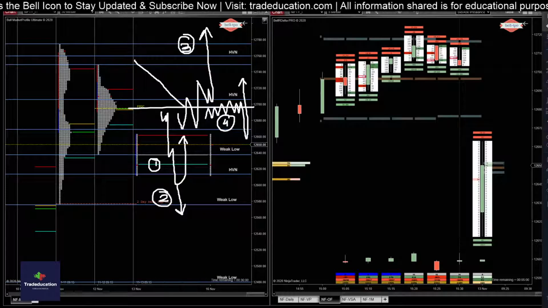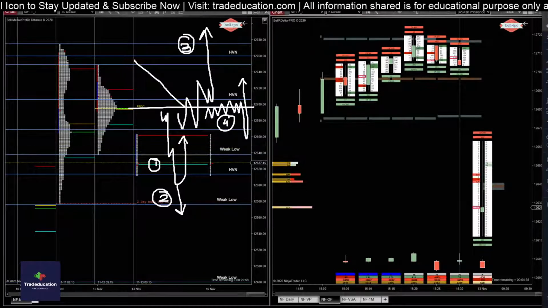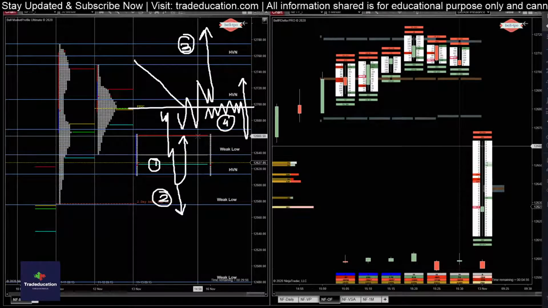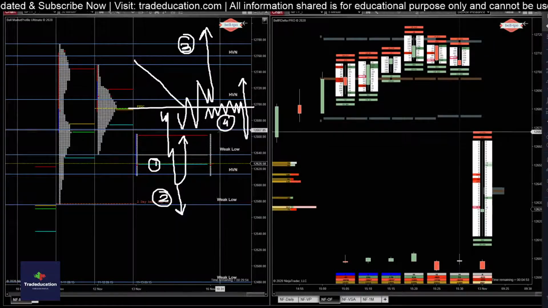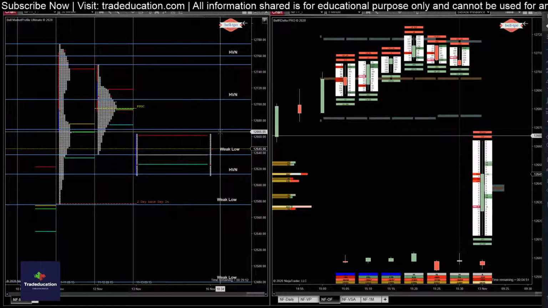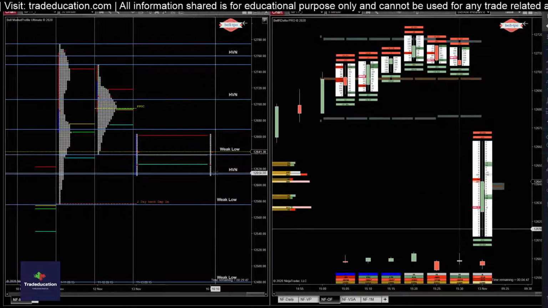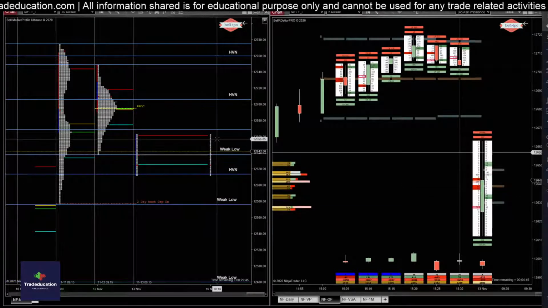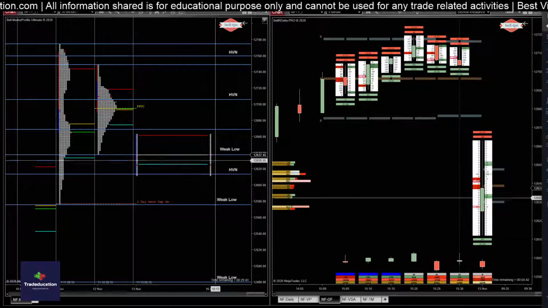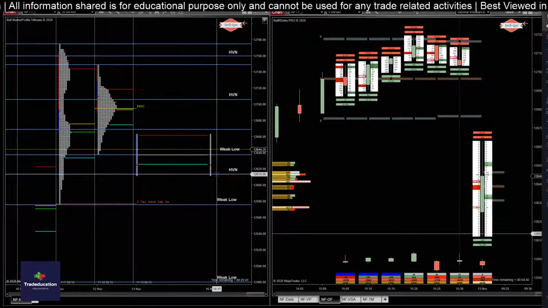Okay, so the low is tagged. Pretty massive selling came in right from the market open. Let me clear all the drawings. The week low has been tagged, the HVN has also been tagged, and now the auction is trying to reverse. So we need to see whether that happens or not.